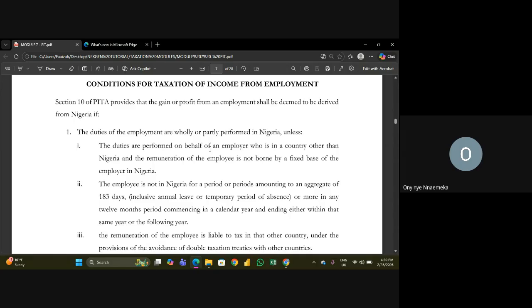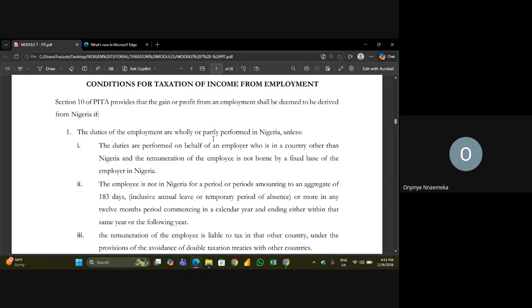Now there's a caveat that this wholly or partly derived from Nigeria does not apply in some circumstances. Number one, the duties are performed on behalf of an employer who is in a country other than Nigeria, and the remuneration of the employee is not borne by a fixed base of the employer in Nigeria. So you are working on behalf of somebody who is not in Nigeria, and the money they are paying you is not from any place in Nigeria. It's from a place which is not based in Nigeria. Maybe, for example, your employer is in Germany, and it is the Germany office that pays you your money.